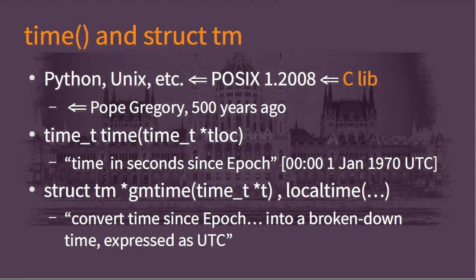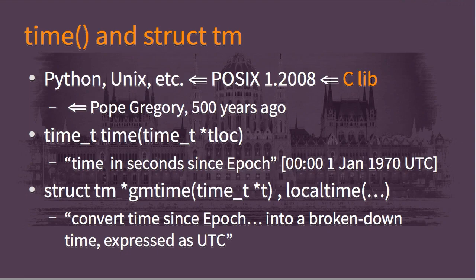This concept appears in lots of programming languages, including Python, including the Unix operating system, and they largely inherited it from the POSIX concepts, such as the POSIX 1.2008 standard, which in turn inherited from the C standard library concept, which in turn based it on something that Pope Gregory's people came up with 500 years ago in Western Europe.